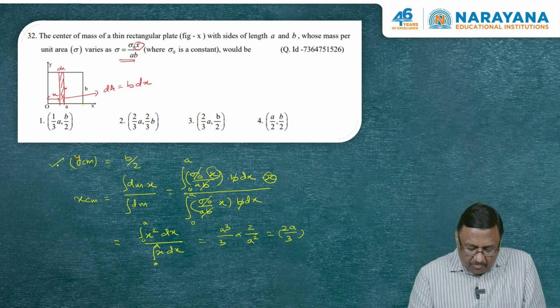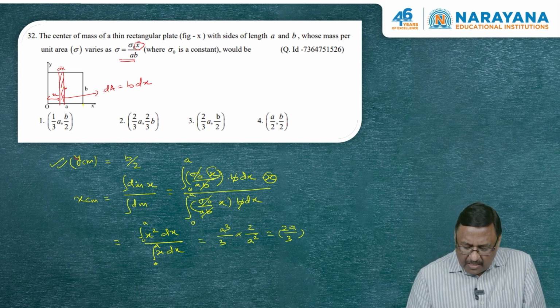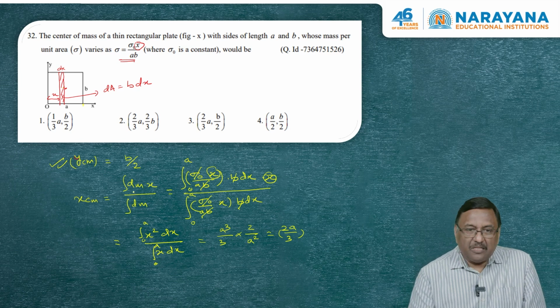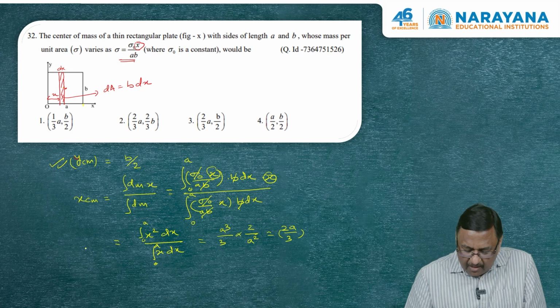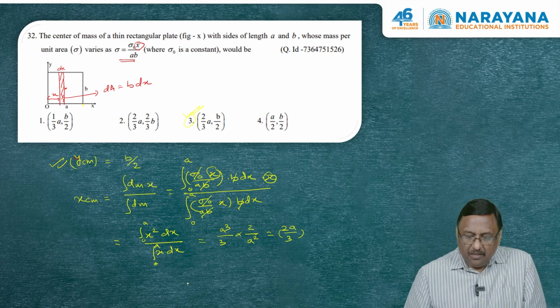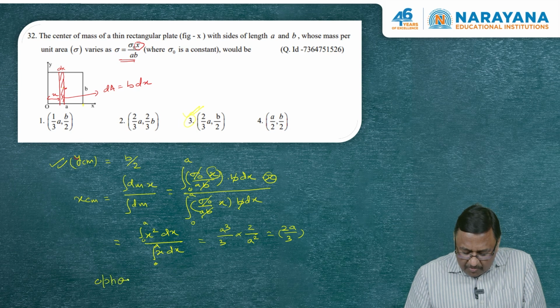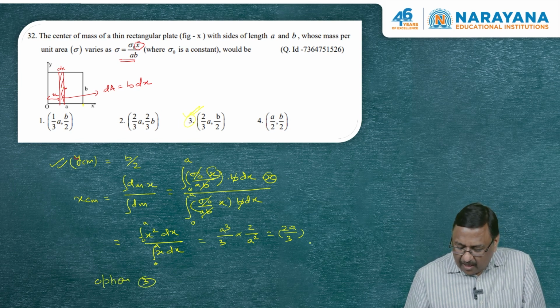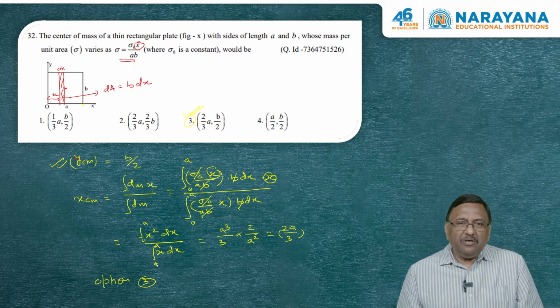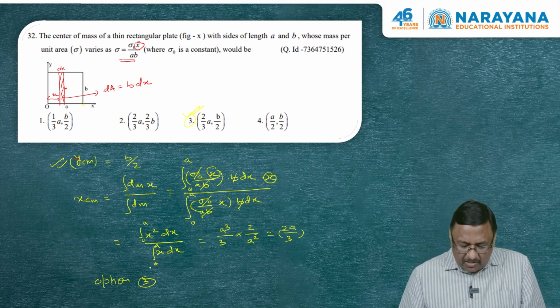So y center of mass is b by 2. You can get it in the same manner, dm into some factor in the y direction divided by dm. So it is going to be b by 2. Directly I write now, the correct option over here is the third one. So option 3 according to me is correct, that is 2 upon 3a and b by 2. I hope this is clear to you. Again, this is not a very difficult one, it's easy.